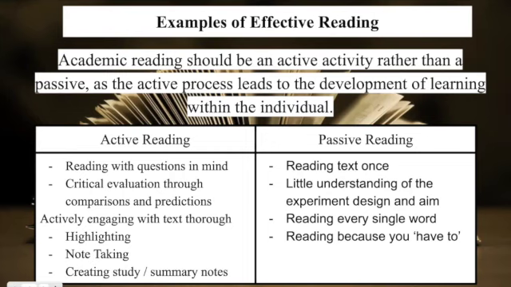Active reading involves a process of reading with questions in mind, critical evaluation of the text through comparisons and predictions, and actively engaging with the text through a process of highlighting, note-taking, and creating summary notes from a text. Passive reading involves reading the text once, with little understanding of the experimental design and aim, and reading every single word of a text because you have to, rather than wanting to answer a question.